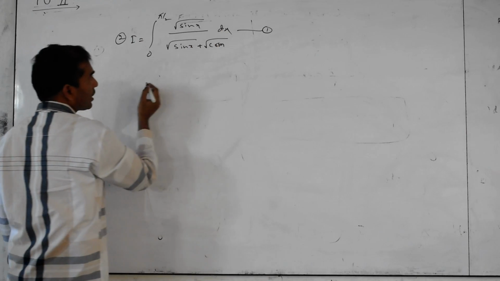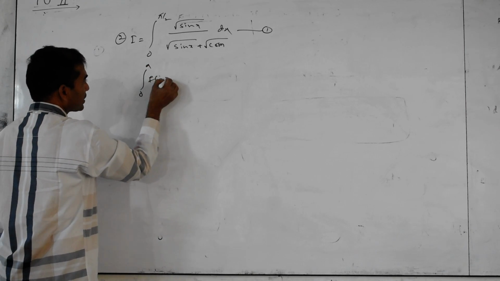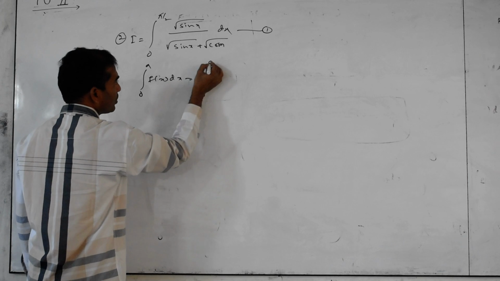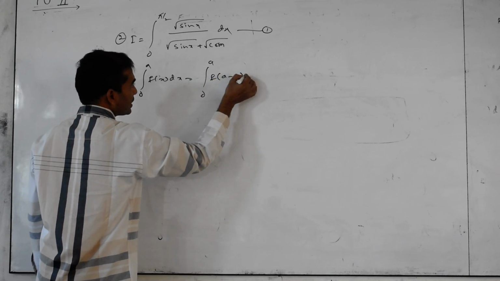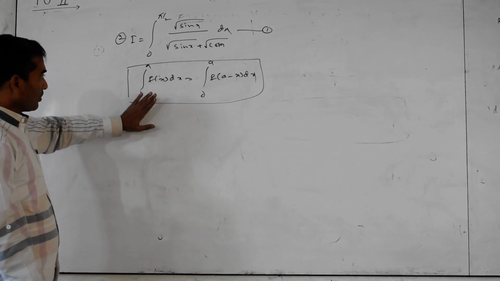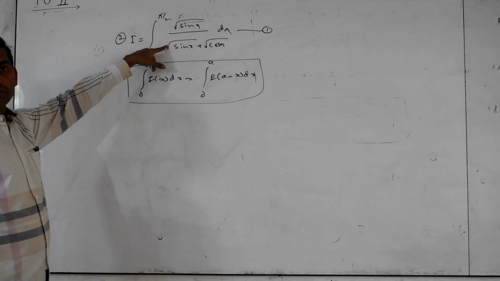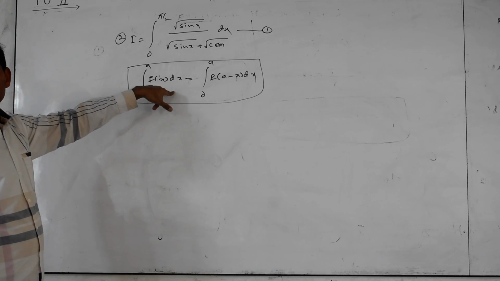Tell me which property we have to use here. Integration 0 to a f of x dx equal to 0 to a f of a minus x dx. The way of asking the question is: prove this property and evaluate this problem. So the problem solving is 4 marks, the proof of this property is 2 marks.